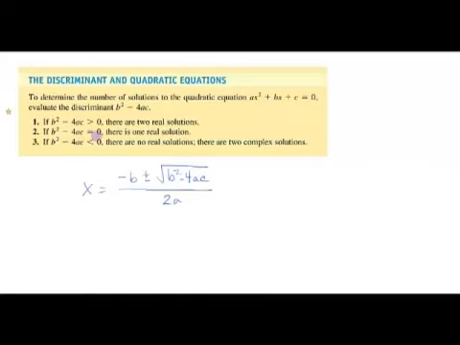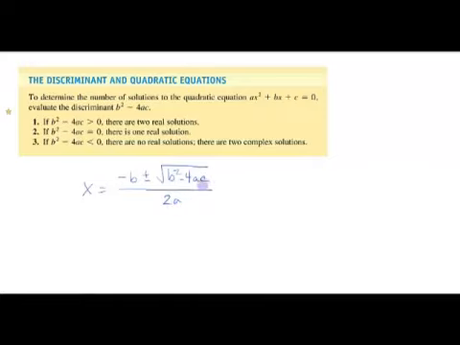If it equals 0, on the other hand, then the plus minus part goes away. If this has a value of 0, the square root of 0 is 0, and we don't need to be adding 0 to negative b in order to get our solutions. So we'll just have 1.